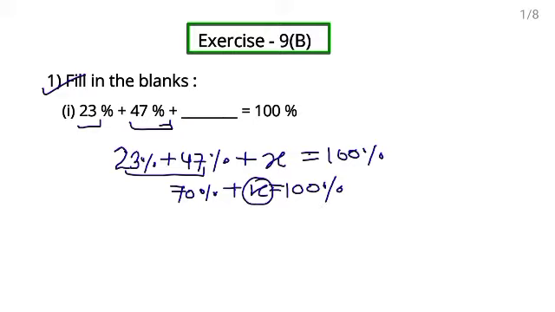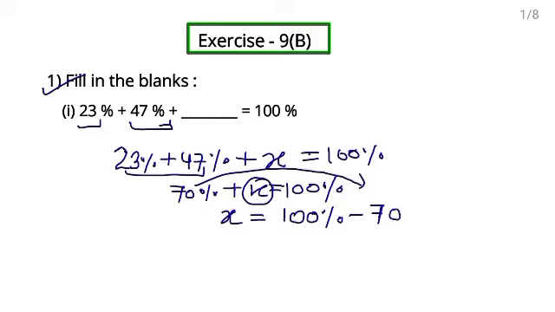Now they are asking the value of x. x is equal to, move this 70% to the other side, it becomes 100%. After moving to the other side, this will be subtraction, 70%. So 100% minus 70% is 30%, right? This is your answer, 30%.